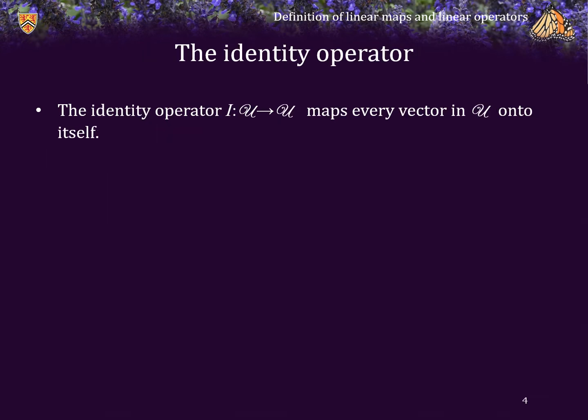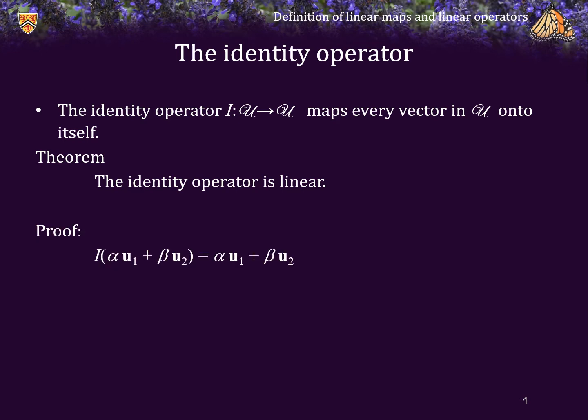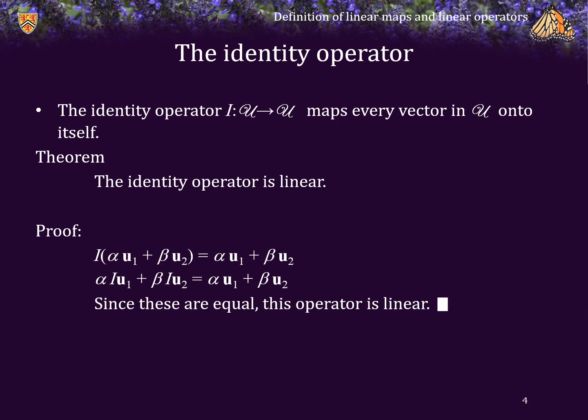The identity operator maps a vector space onto itself where each vector is mapped onto itself. So once again, the identity operator is linear. Proof: here is a linear combination of vectors in the vector space U, and the identity map maps it to itself. If we take that same linear combination of the identity operator applied to each of the vectors, we get exactly the same result. And so consequently, these are equal, and thus the operator is linear.